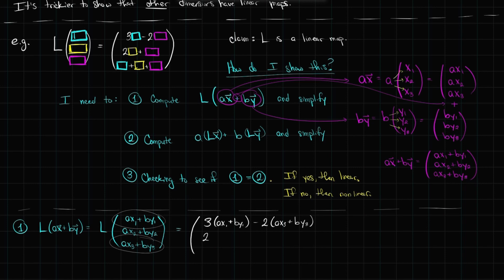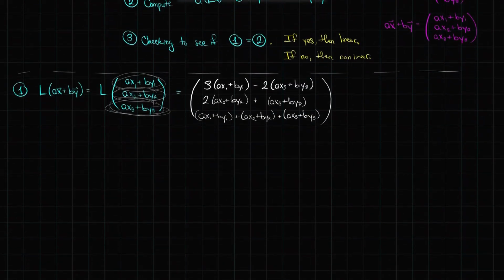And then in the next line, I have 2 times the blue square, which I know is the yellow square. So 2 times the yellow, which is in the middle, 2 times AX2 plus BY2. Then I have plus what was in the magenta square, which is in the bottom row, AX3 plus BY3. And then finally in my bottom row, I'm adding all 3 together. So top, middle, and bottom together. I get AX1 plus BY1 plus AX2 plus BY2 plus AX3 plus BY3. And that's how you evaluate L on all of those inputs.